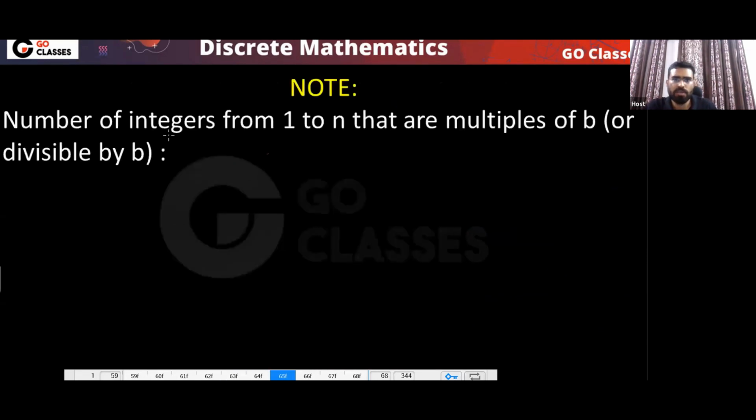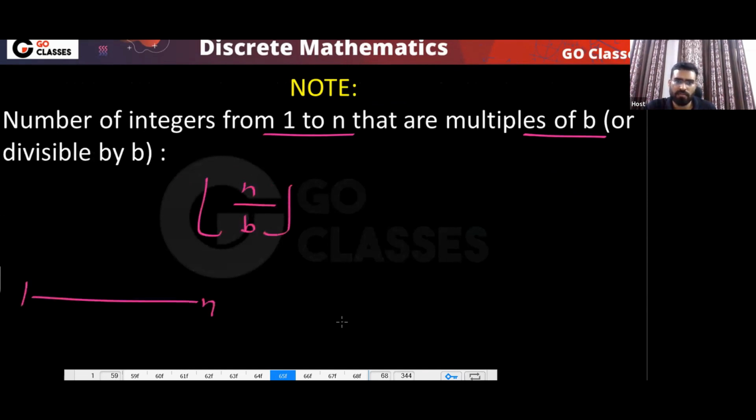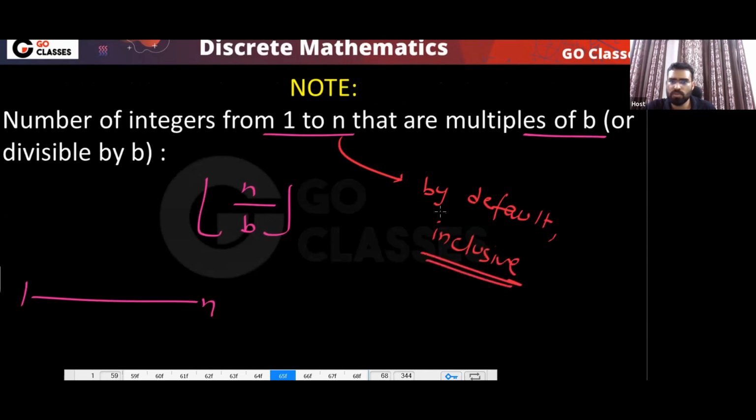Now let's see. How many integers from 1 to n are divisible by b? That will be n by b, because 1 to n is inclusive. Remember this: by default it is always inclusive.